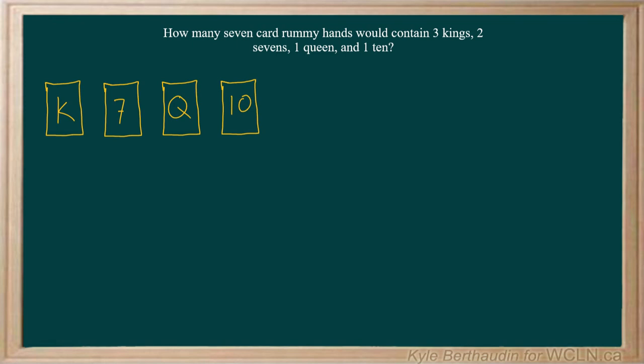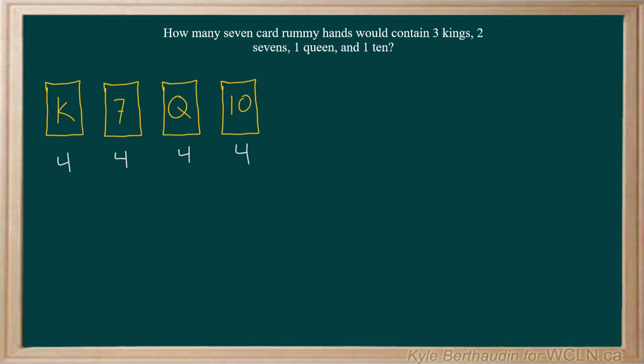How many 7-card rummy hands would contain 3 kings, 2 sevens, 1 queen, and 1 10? Well, let's start by quickly looking at these cards in our deck. We know that in a deck of cards, there's a total of 4 kings. There's also a total of 4 sevens, 4 queens, and 4 tens.